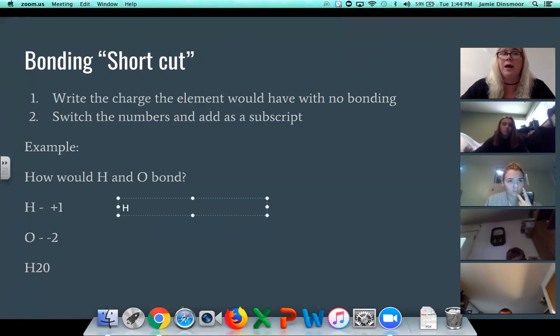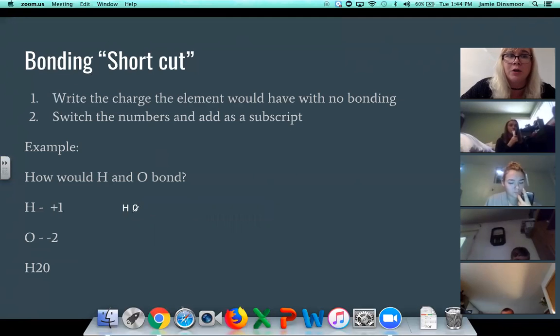So in this case, we would have H and O. We would flip those charge ion numbers so that we end up getting a 2 underneath our H and a 1 underneath our O, right? Obviously, you don't need to write the 1, it's implied. So we would end up getting H2O as a possible bond here.